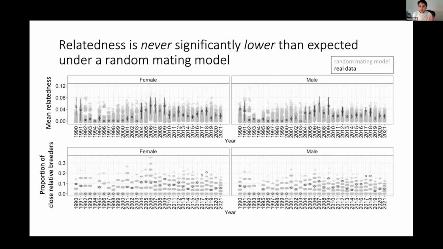And then I looked at relatedness of these observed breeding pairs and compared them against relatedness of simulated breeding pairs in a random mating scenario. Here I'm testing to see if the relatedness that we observe is ever significantly lower than expected under a random mating model. This is a lot of plots, but the main takeaway is none of the circles are filled in. So we never observe lower than expected relatedness between breeding pairs in the Archbold population.